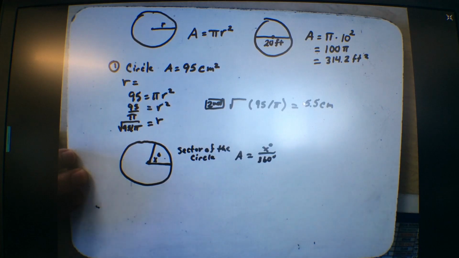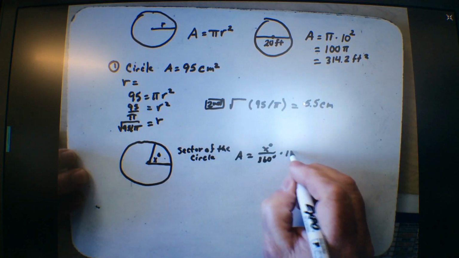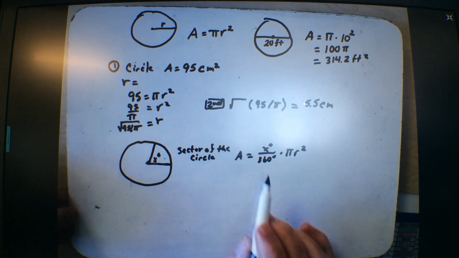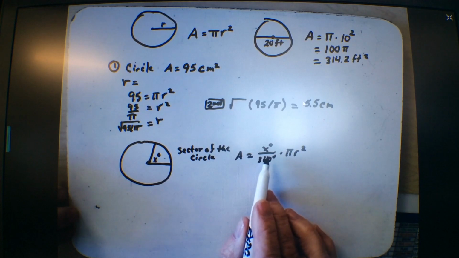Okay, 360 is the whole thing. So we're finding how much of the circle we have, and then we take that times pi r squared. Do you understand it? Does it make sense? Because this will give us a fraction, won't it?